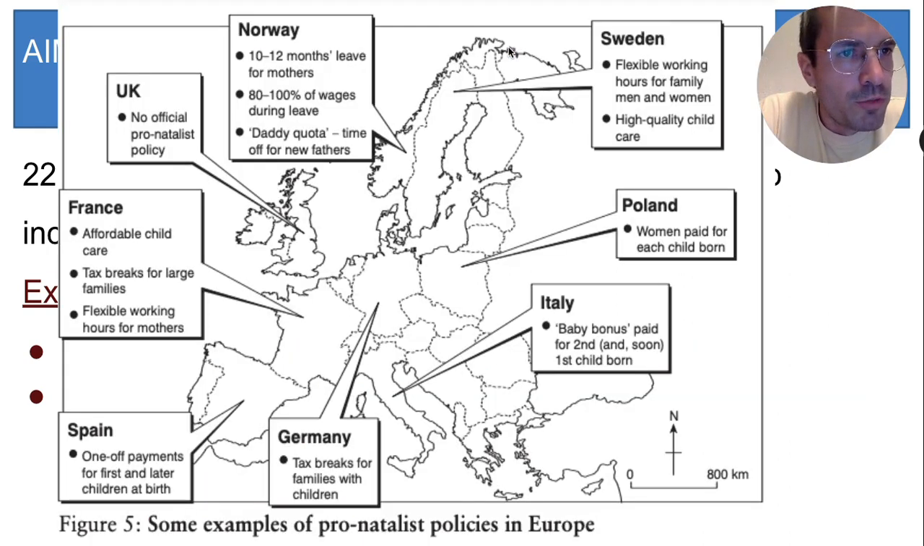Here's a map that shows different pronatalist policies that have recently been used in European countries to address the low birth rates and high elder dependency ratios in those countries. You can see that Norway has provided paid parental leave. Poland, Italy, and Spain have given parents a conception bonus, and France has provided tax breaks for large families.